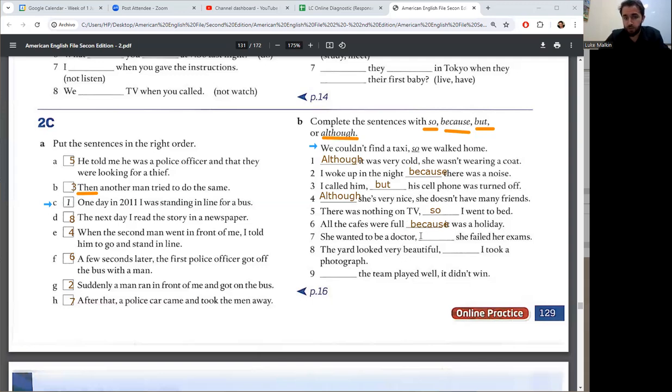Number 7, she wanted to be a doctor, but she failed her exams. It's a contrast. Number 8, the yard looked very beautiful, so I took a photograph. The consequence of beautiful. Okay, so I take a photograph. And 9, although the team played well, it didn't win.